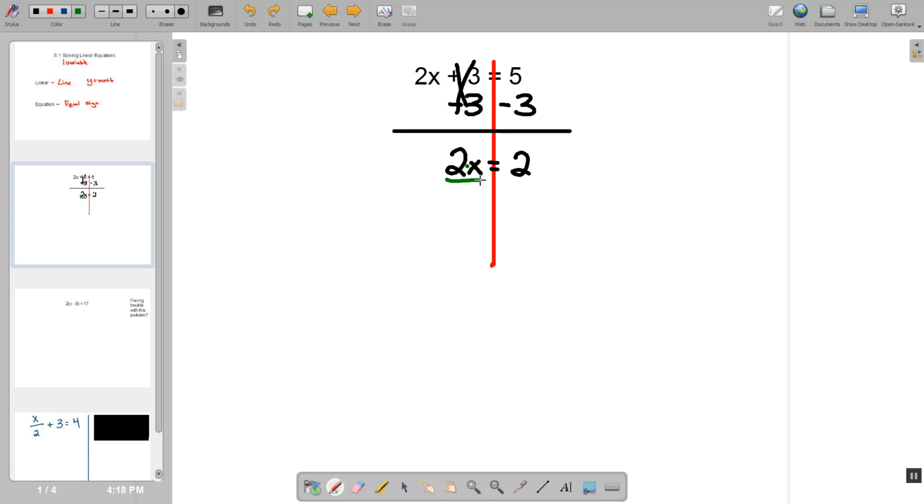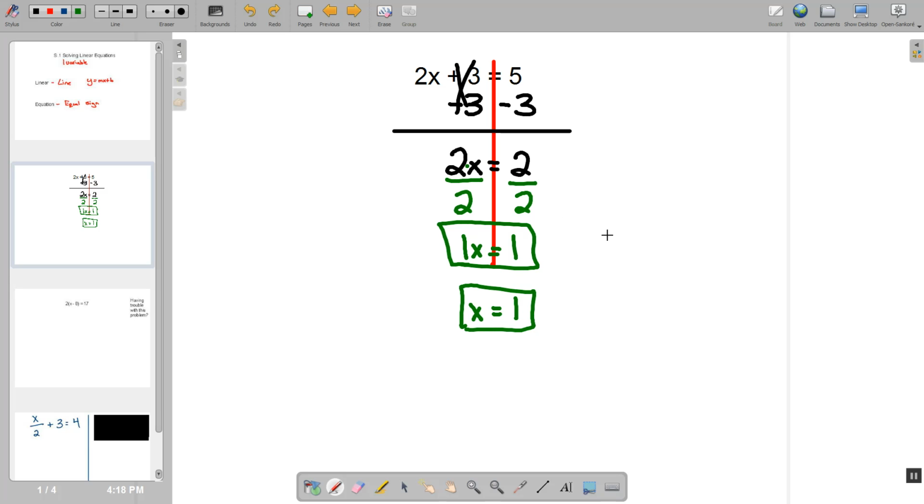So I am going to divide both sides by positive 2, because 2 divided by 2 gives me 1x, or just x, which is what we want. 2 divided by 2 is 1, which is also what we want. You can write the equation as 1x equals 1 or just x equals 1. Either way is totally fine with me.